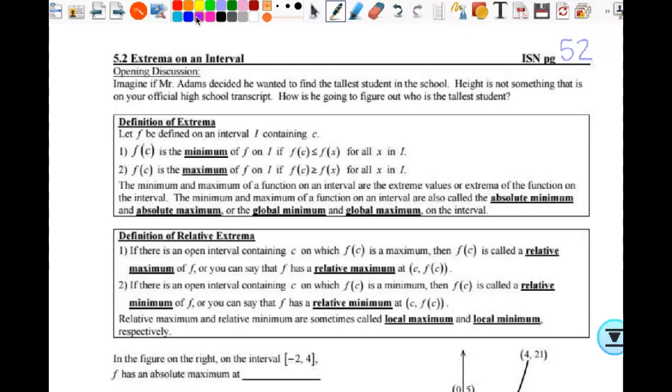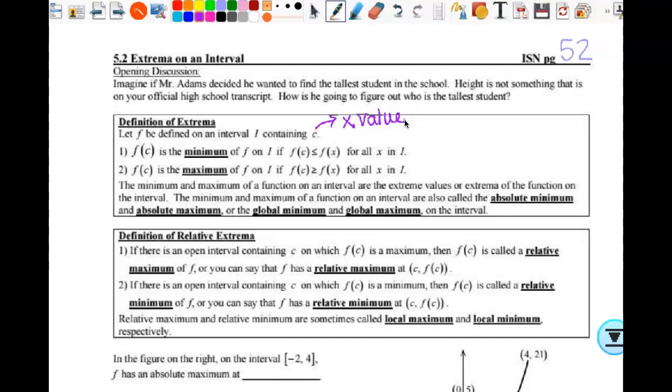So let f be defined on an interval I. So this capital I is just an interval containing c. This c is some x value. Okay, so this is just an x value.